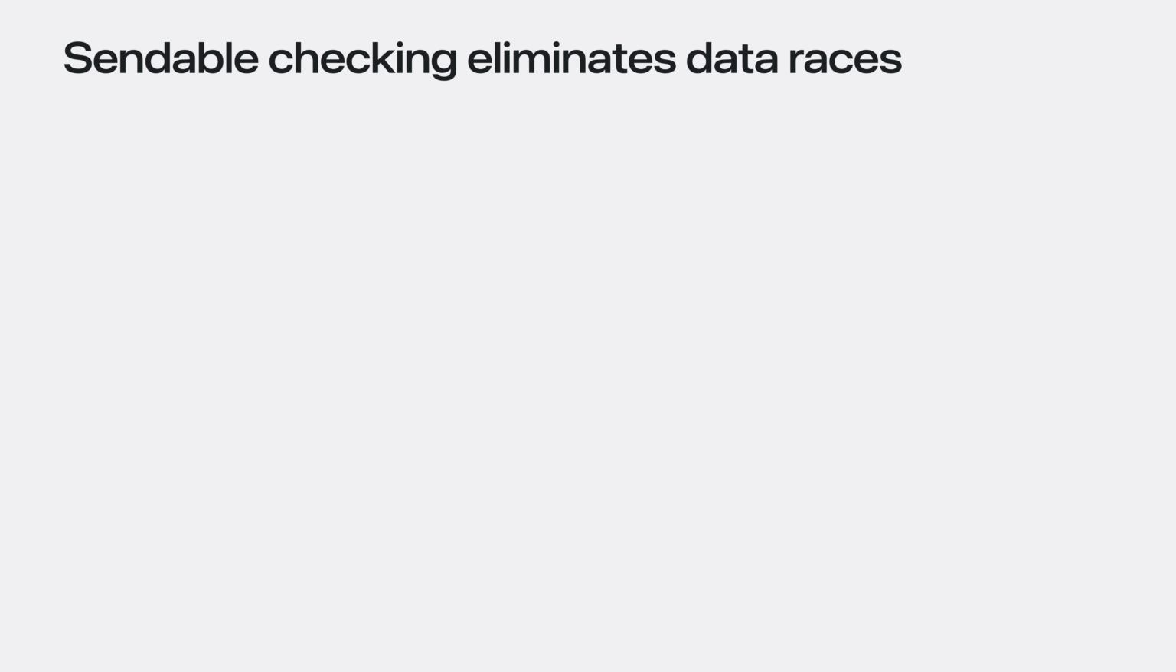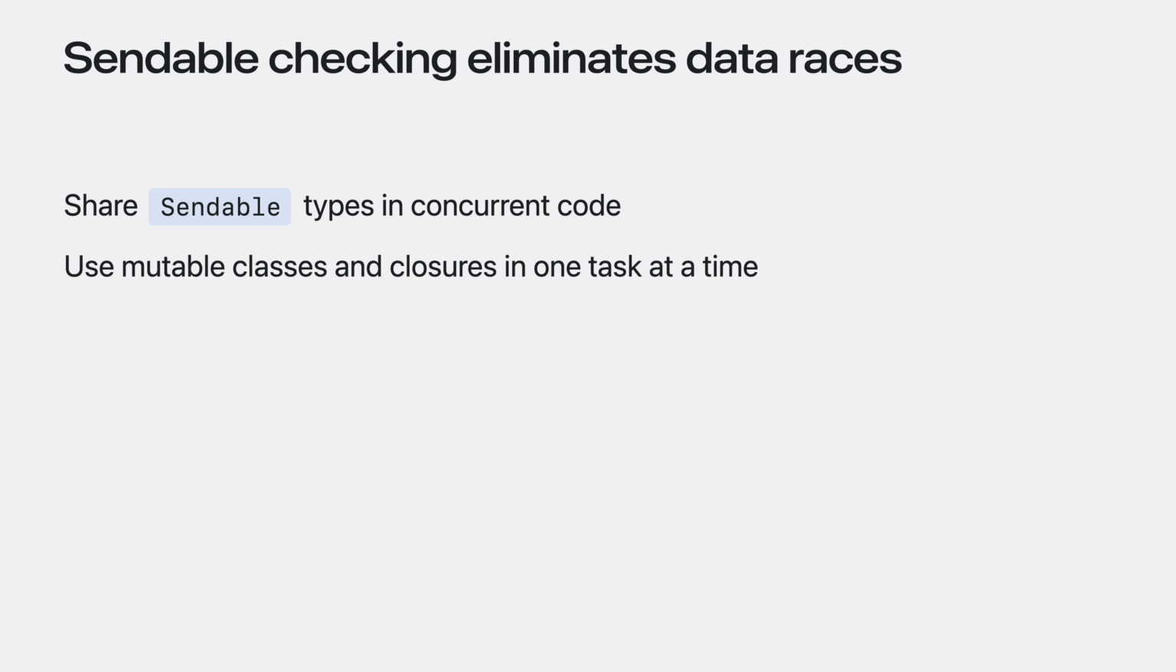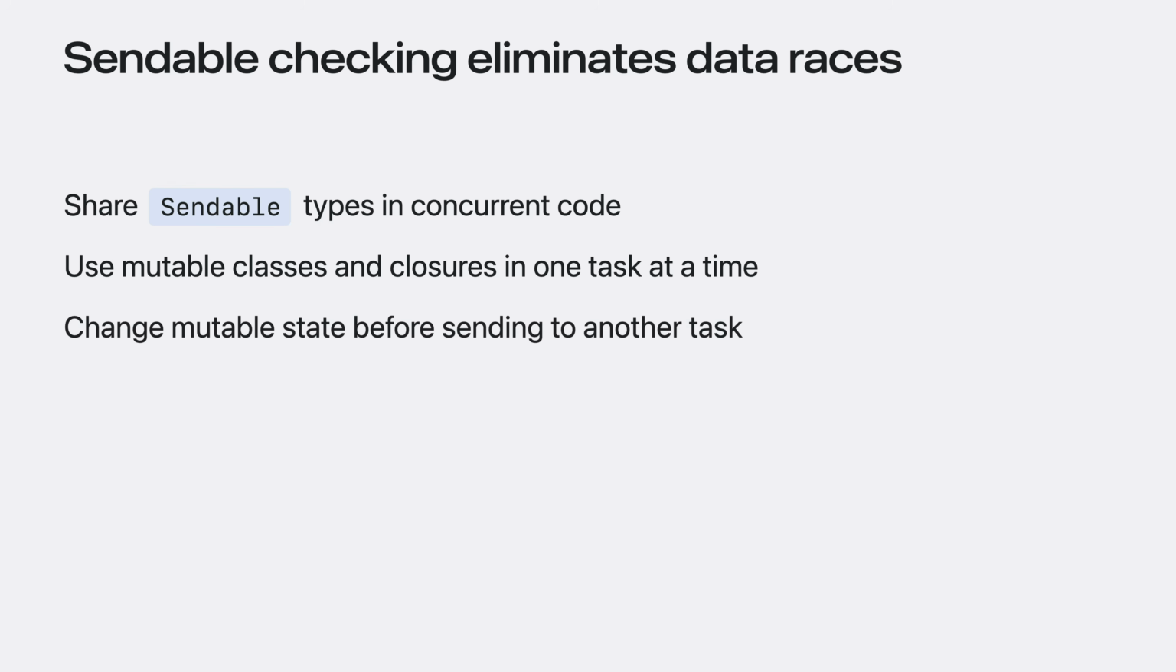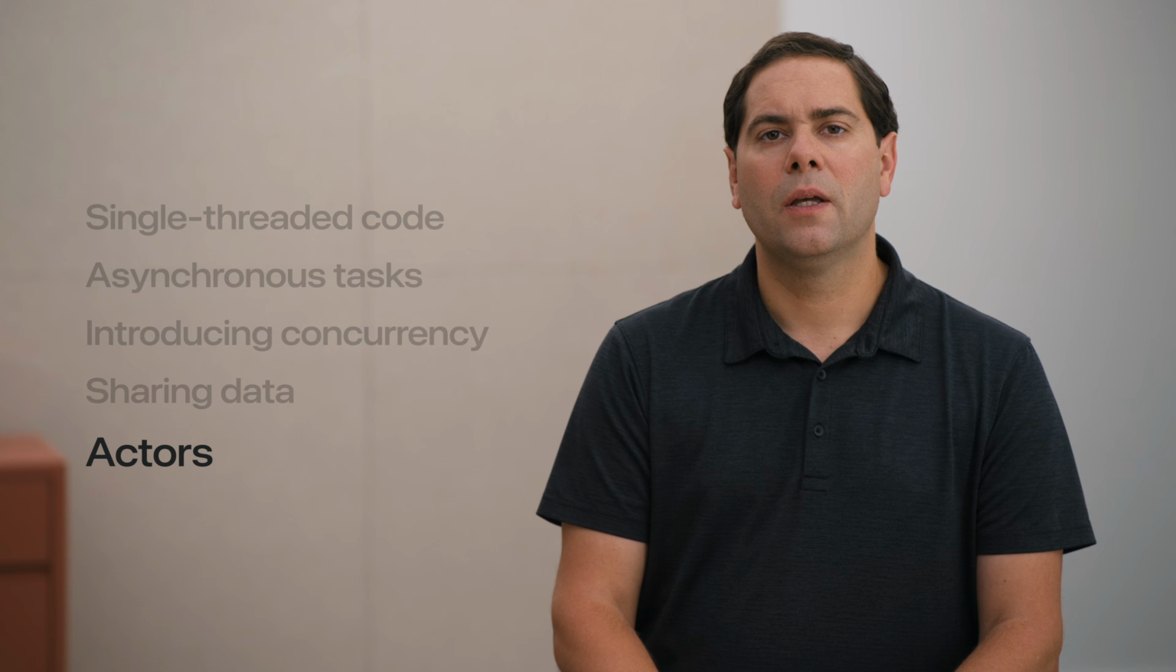Sendable checking occurs whenever some data passes between actors and tasks. It's there to ensure that there are no data races that could cause bugs in your app. Many common types are sendable, and these can be freely shared across concurrent tasks. Classes and closures can involve mutable state that is not safe to share concurrently, so use them from one task at a time. You can still send an object from one task to another, but be sure to make all modifications to the object before sending it.